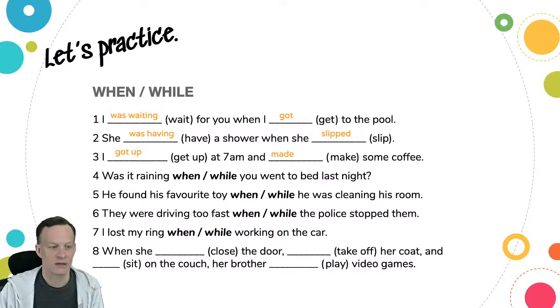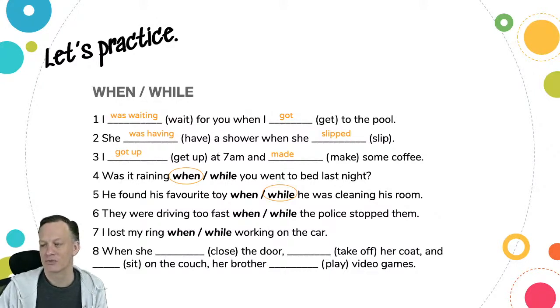Enrique says, when? Was it raining when you went to bed last night? Enrique, you're on a tear. Number five, he found his favorite toy while he was cleaning his room. Yes, very good. Everybody, Enrique, Barbara, Ugo, spot on. They were driving too fast.